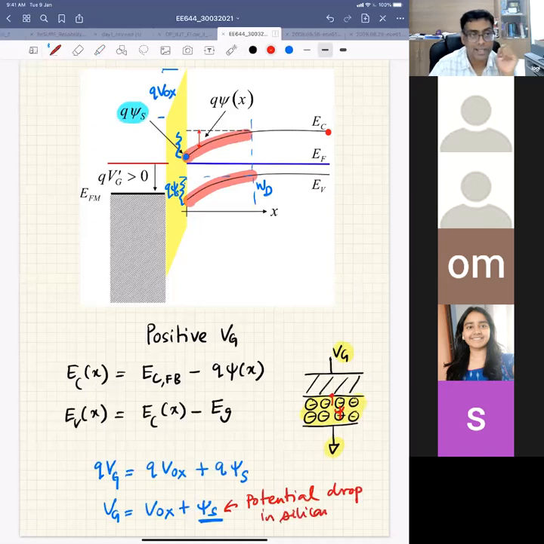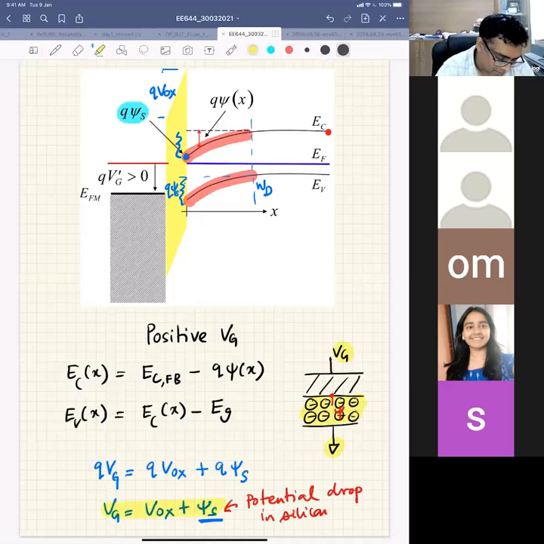right? If there is no gate voltage, there is no charge, your psi s will be zero. Because there will be no electric field, your Vox will also be zero. So your gate voltage is nothing but the voltage drop across the oxide plus the voltage drop across the silicon, and the voltage drop across the silicon is always the surface potential.